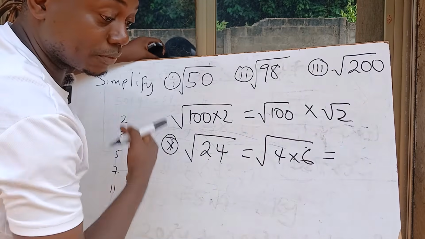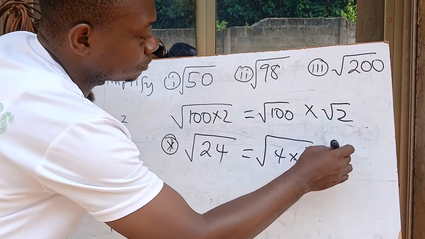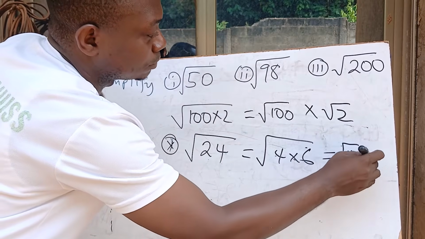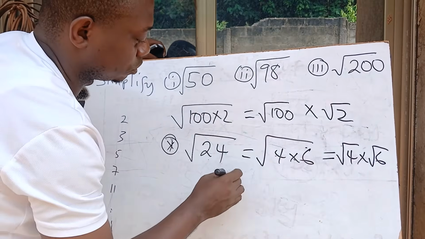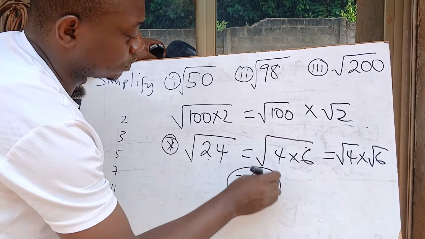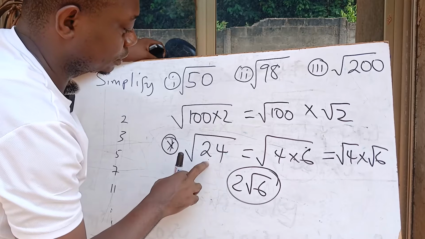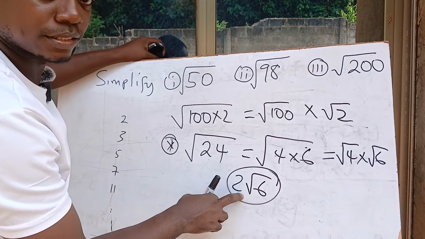It's not always that we use prime numbers. So we have square root of 4 times square root of 6. This one is perfect. That will be 2. So 2 root 6. This one in its basic form is this.